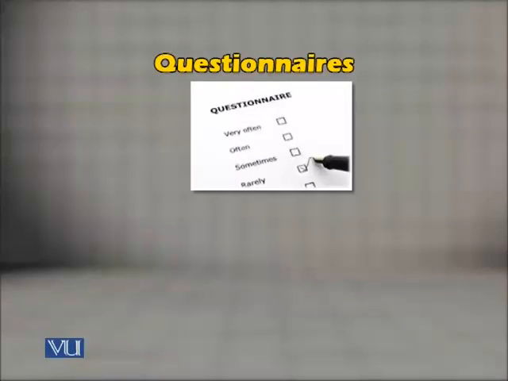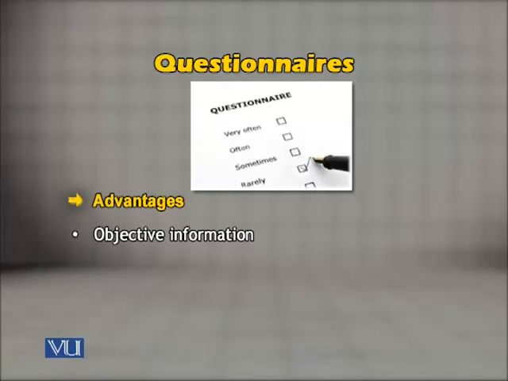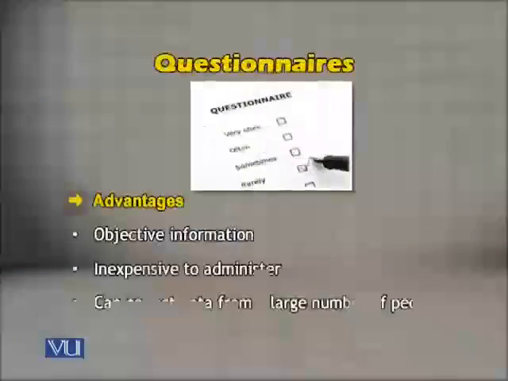Another way of training needs assessment is questionnaires. Questionnaires के advantages क्या हैं? एक तो ये कि questionnaires बहुत objective information draw करते हैं. जो बात पूछी गई है, उसी का आंसर आपको उसमें मिलता है. Then, they are inexpensive to administer. You just need to print a questionnaire, get it photocopied, and distribute it to your employees, and that is all the cost that is required for that. So a questionnaire is inexpensive.